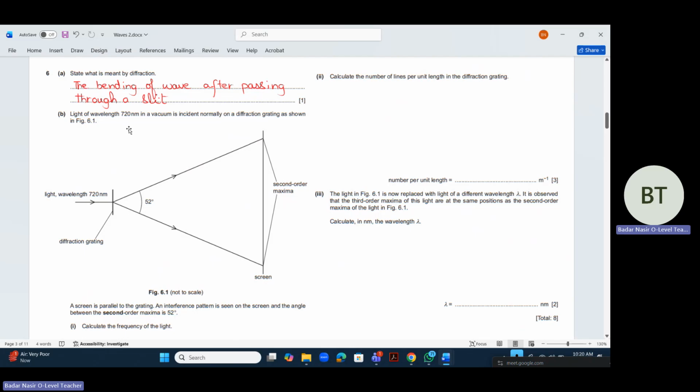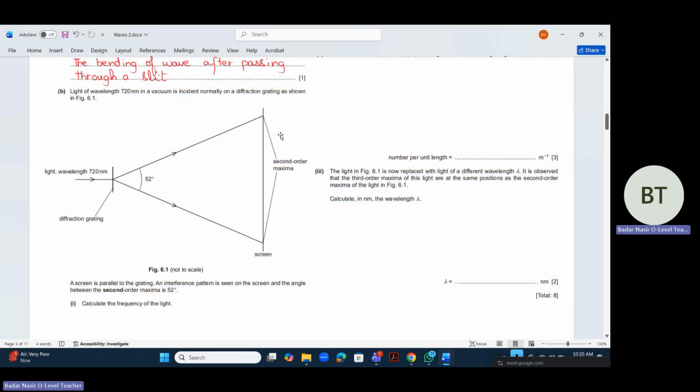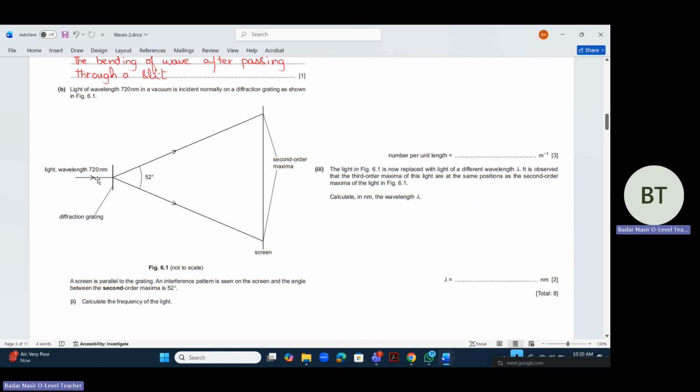Light of wavelength 720 nanometer in a vacuum is incident normally on a diffraction grating as shown in figure 6.1. So again the wavelength is given. What does the small n mean? Nano, and for nano we multiply the value by 10 to the power -9. So here we have the center line where the zero-order maxima is produced. If I look at the angle, theta would be half of 52, which is 26. So we also have the value of theta.